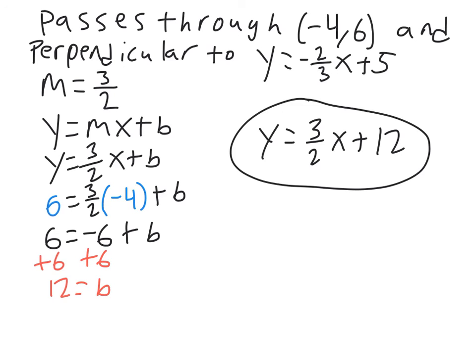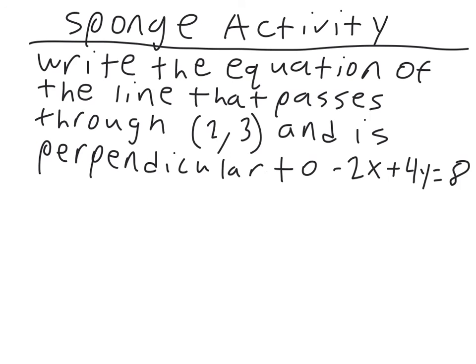Alright, that's it for the lesson. Now time for the sponge. Here's the sponge activity. Write the equation of the line that passes through the point (2, 3) and is perpendicular to the equation -2x + 4y = 8. You'll have to do the same kind of steps. You'll have to change this into slope-intercept form, find the slope, do what you have to do for perpendicular lines, plug it all in, and find the final equation.